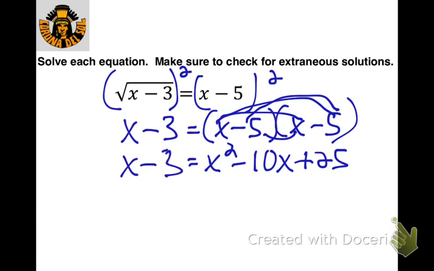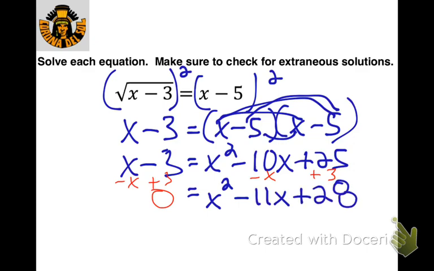X minus 3. You have to slide everything to one side, so you have to subtract x, and you're going to have to add 3 to move it all over. So let's do that. We're going to minus x, and we're going to add 3 to the appropriate terms here. So we have x squared, minus 11x, plus 28.